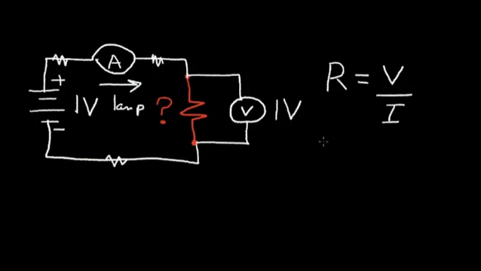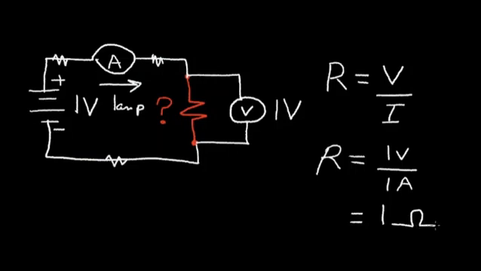So in this case, I can calculate my resistance. R is equal to 1 volt across the resistor divided by 1 amp through the resistor, which is equal to 1 ohm. We use the Greek symbol omega to denote ohms. So that's rather simple. Let's think about what's going on in this resistor.